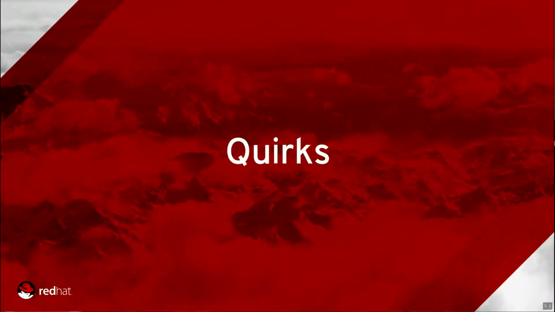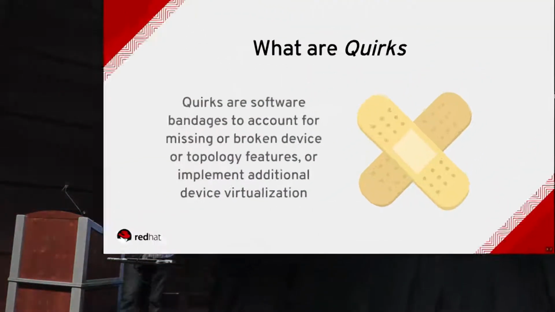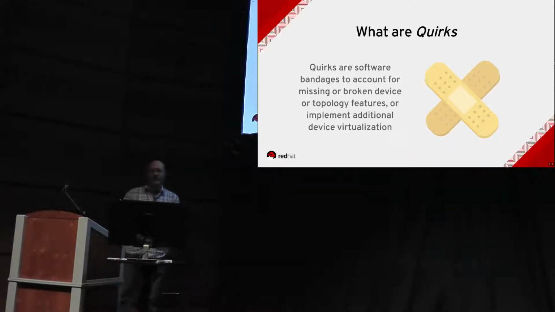So here we're going to be talking about quirks. Let's start out with, what is a quirk? I'm not sure how universal this term is, but in the kernel we like to call quirks any piece of software that fixes the device and makes it work more how we want to. In the case of VFIO, we're talking about missing and broken features and topology changes and additional virtualization for the most part.